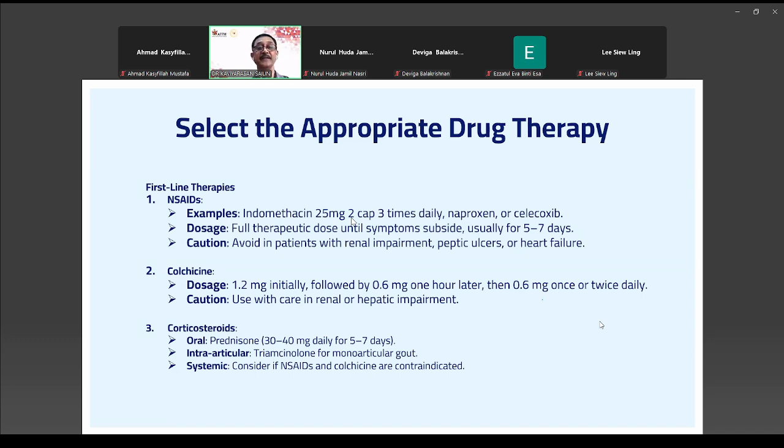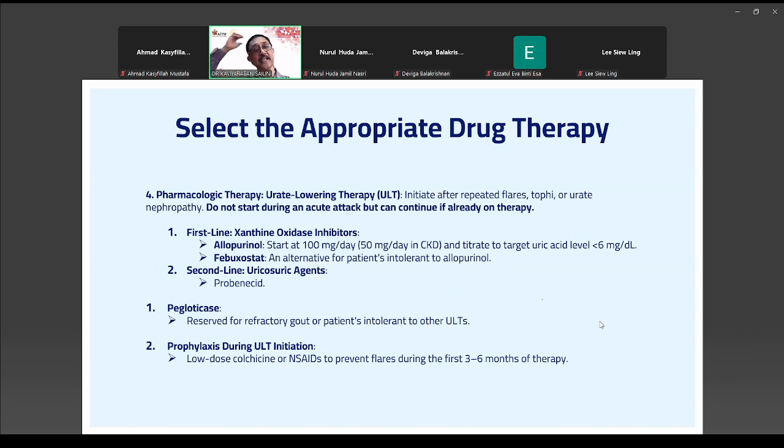This is for acute pain. Next is for uric acid. During acute attack, you don't know whether it's gout or not, so you will not start him on xanthine oxidase inhibitors like allopurinol, or if they are sensitive to allopurinol, febuxostat. So do not start during acute attack, but if the patient already has gout, then you can continue with allopurinol. So what is the dose of allopurinol? 100 milligram per day, 50 milligram per day in CKD. It has to be reduced and titrated to target the uric acid level of less than 6 milligram per deciliter.